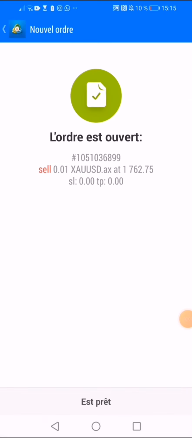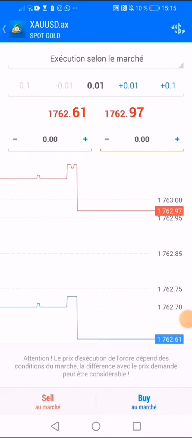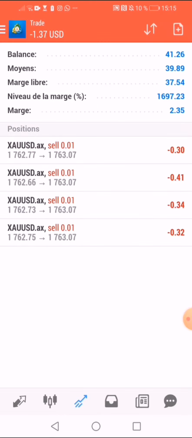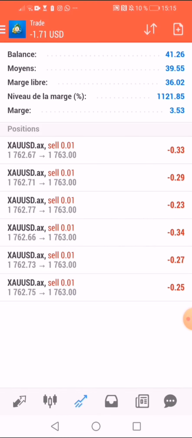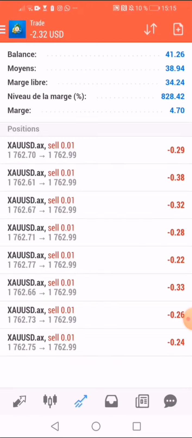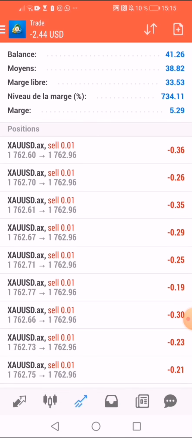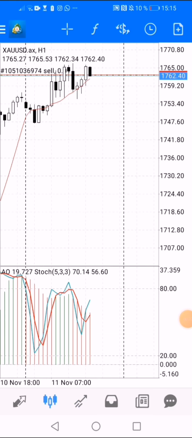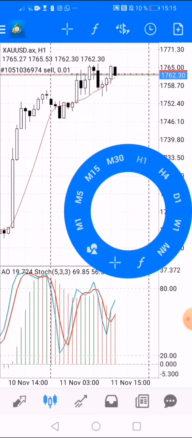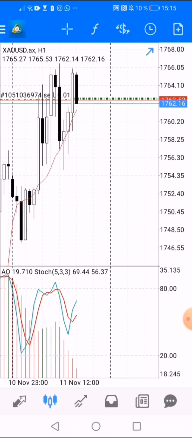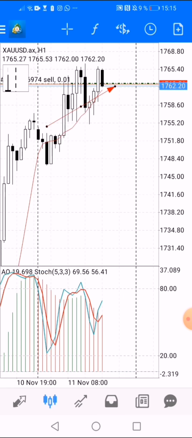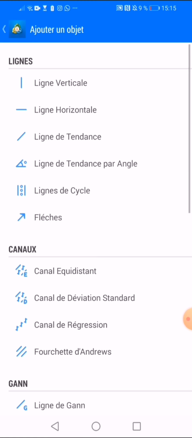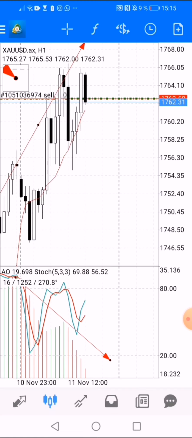Okay, so now I found a new opportunity on gold. Okay, so now why I sell here, let's see. As you can see on H1, price goes up, but on the awesome oscillator it goes down.